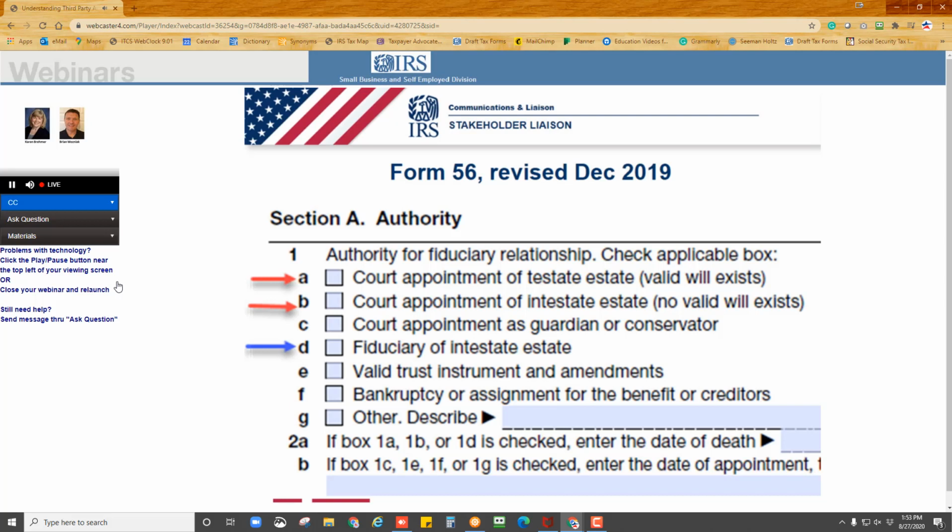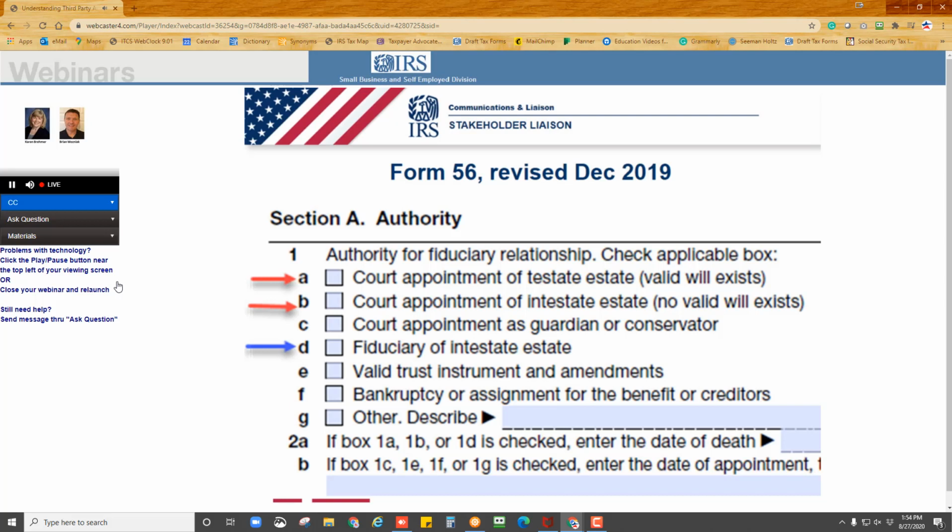The executor is going to sign Form 56 and check the box on line 1A because they're indicating that it is an estate with a valid will, and the court has appointed that person as the executor. It's easy when there's a will and there's an executor, right? But sometimes there's no will and there's no executor.